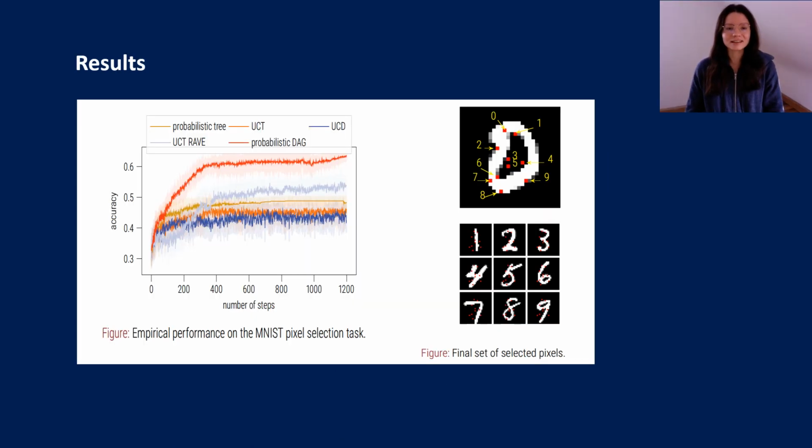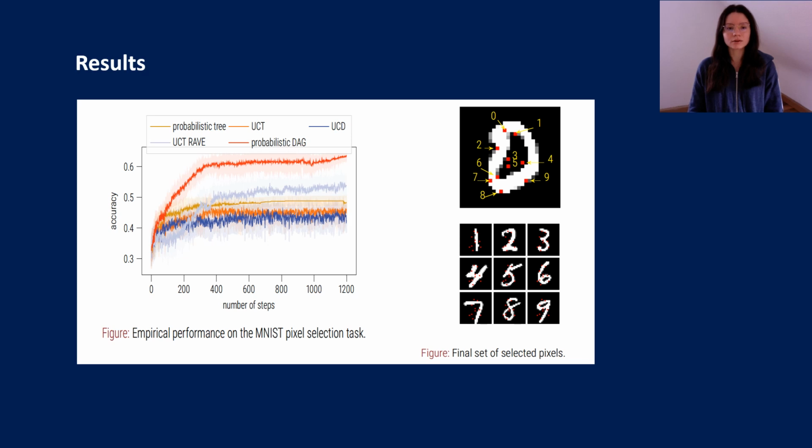Now that we're done with the technical things, let's move on to some empirical results. We compared our probabilistic DAG search to several other tree search methods on the MNIST problem. The figure on the left shows the accuracy for MNIST images with partial classification based on the pixel combination that is considered best at the respective search step.